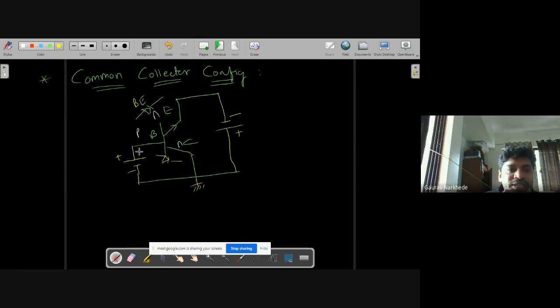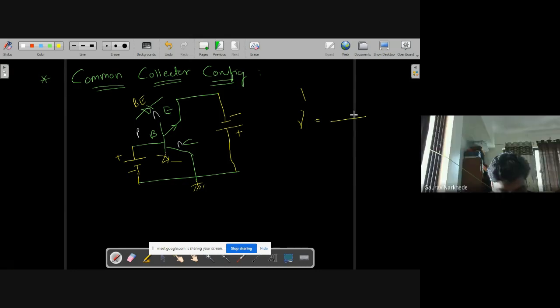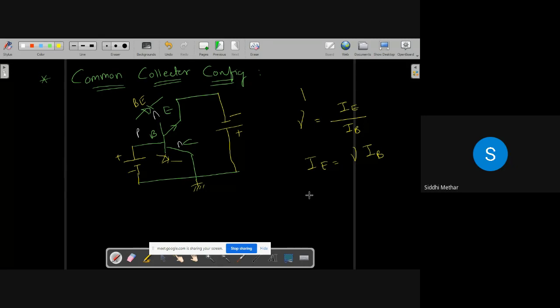Okay. Just one second. One small change is there in this. Now, this is your common collector configuration. What is your current gain? Current gain is gamma, correct? What is current gain? Output current upon input current, IE divided by IB. So IE is equal to gamma times IB, correct?